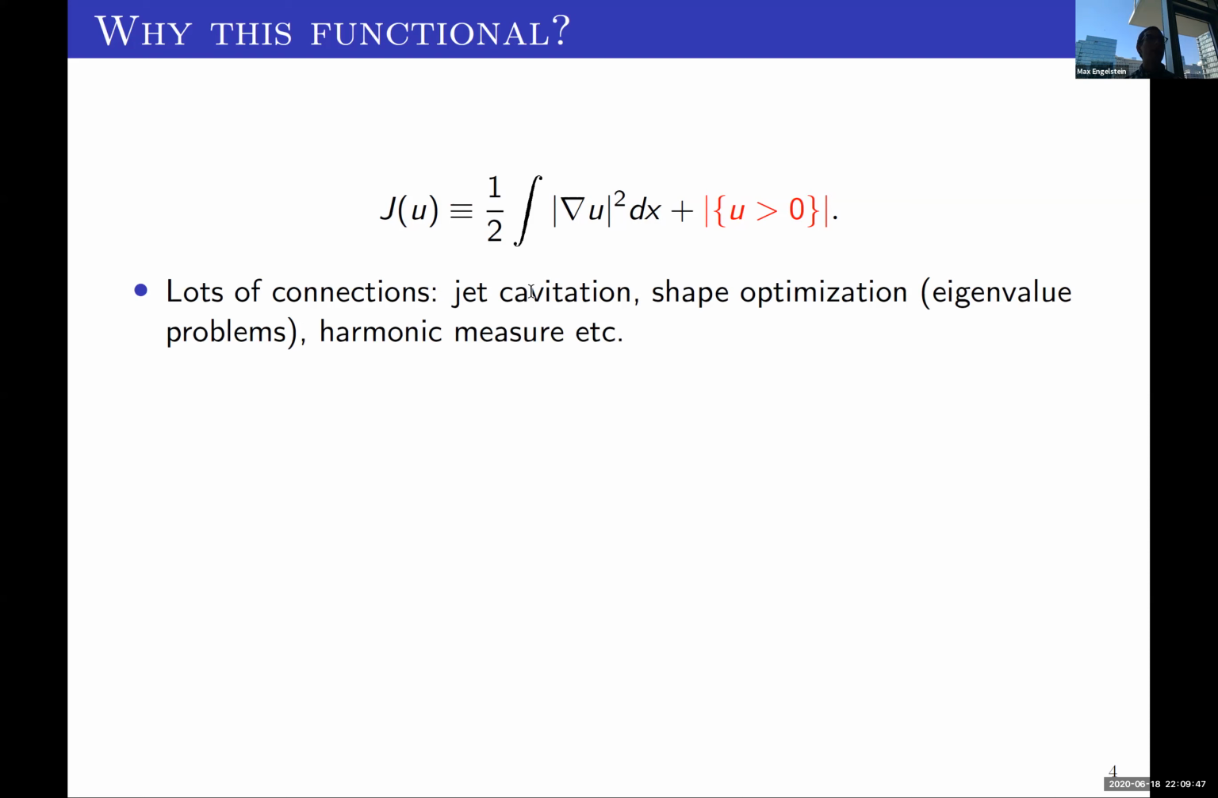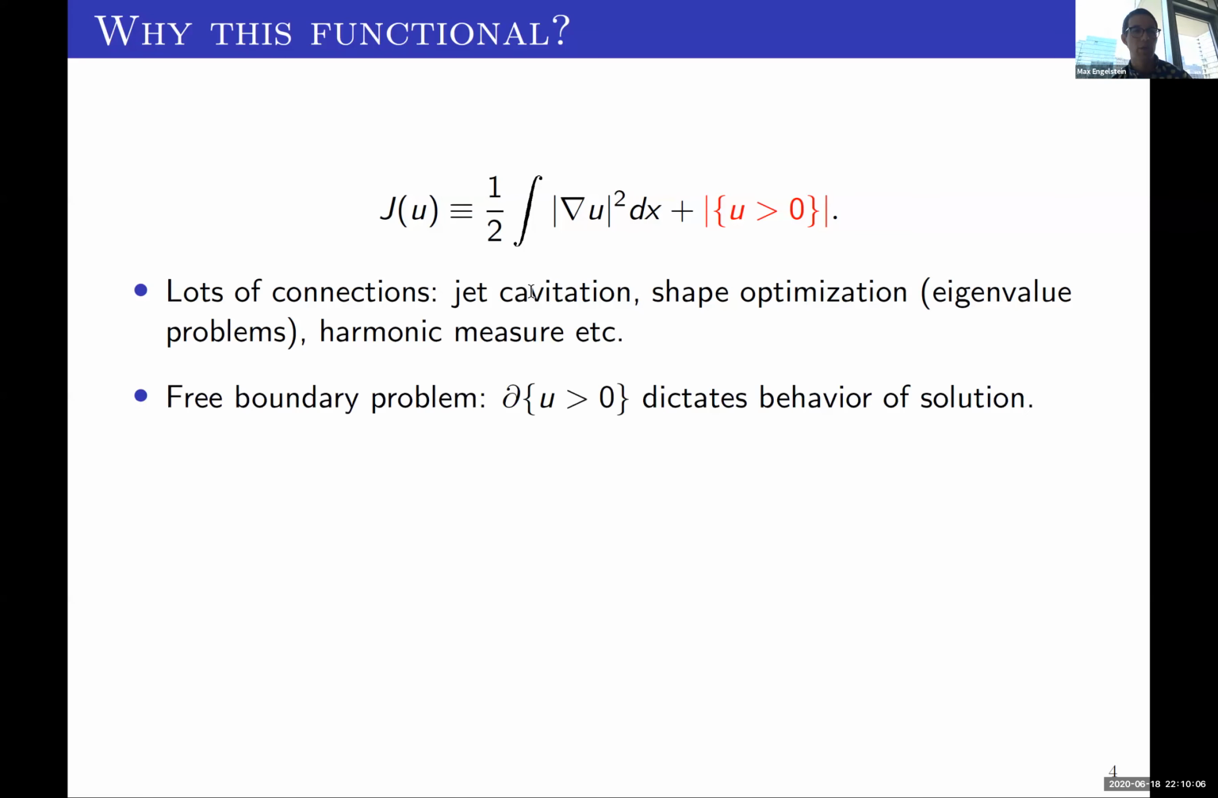So, what is the way to split a domain into 5 separate pieces such that the sum of the first Dirichlet eigenvalues of these 5 pieces is as small as possible? This also has connections to problems involving harmonic measure and lots of other different problems. So it's a pretty well-studied functional.